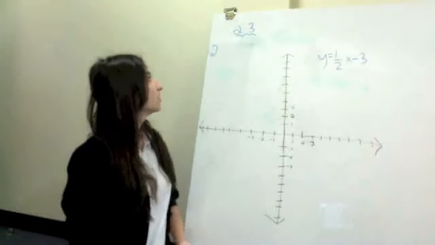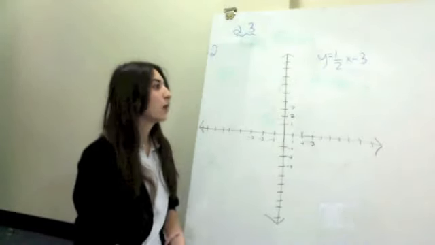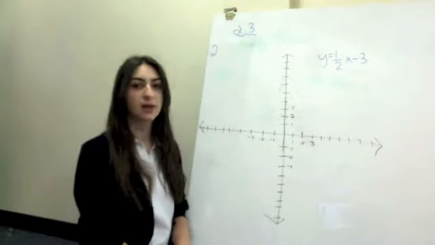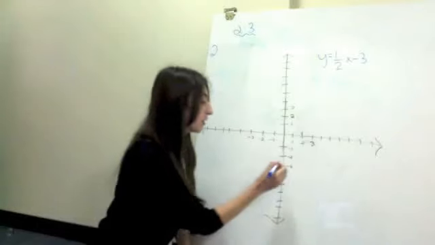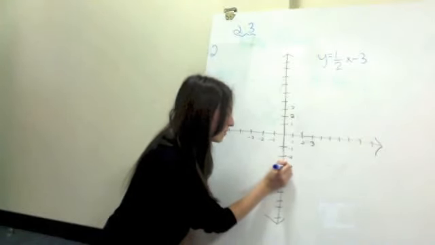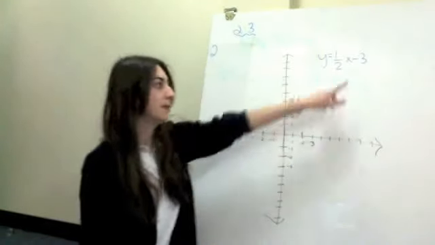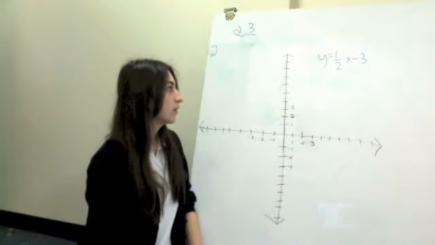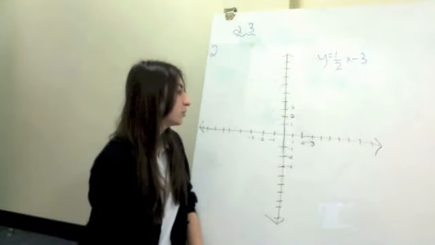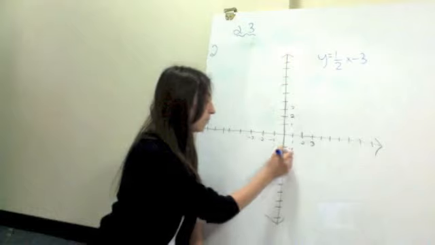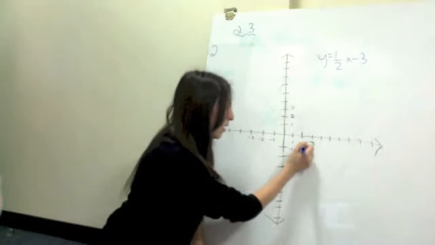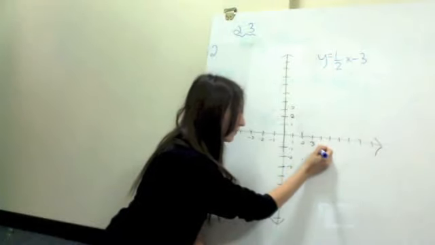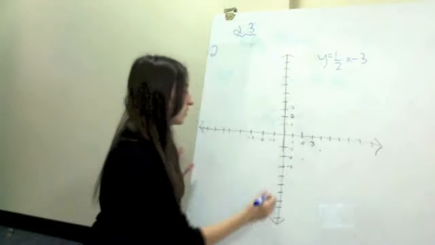Okay, number 2 for 2.3. The equation is y equals 1/2 x minus 3, and the instructions are to graph the equation. So you're going to put a dot on negative 3, which is our b, and we're going to go up 1 and 2 to the right. So we go up 1 and 2 to the right. Up 1 and 2 to the right. And we're going to graph this.